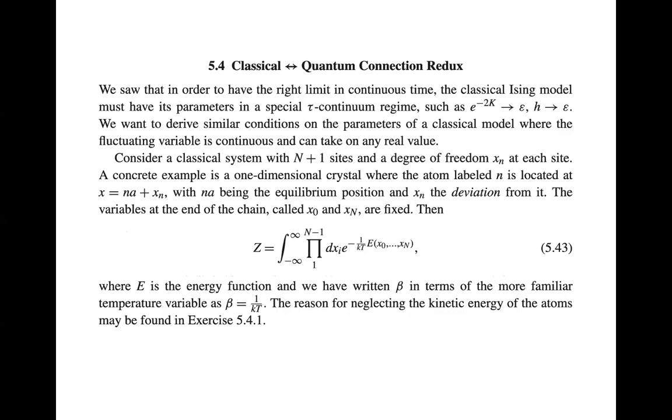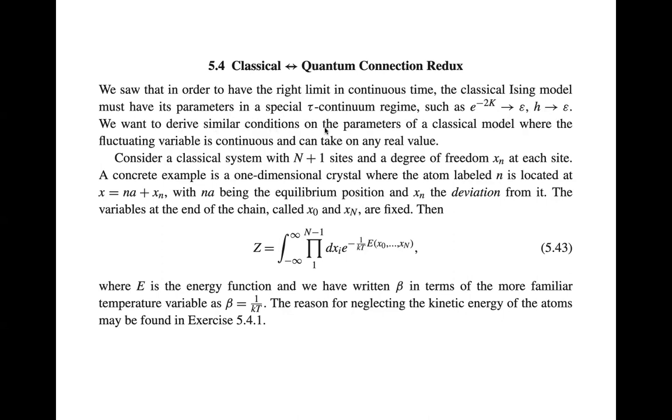So now we try to think about the classical quantum connection. Let's continue with trying to figure out the classical quantum connection. We see that in order to have the right limit in the continuum time, the classical Ising model must have its parameters in a special tau continuum regime, such as this h bar equal to epsilon.